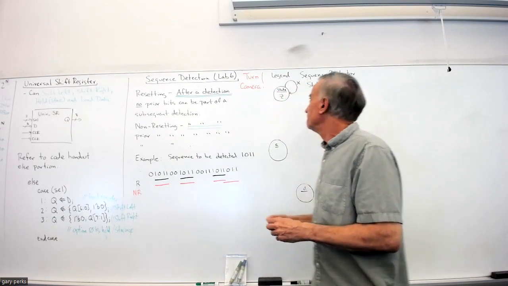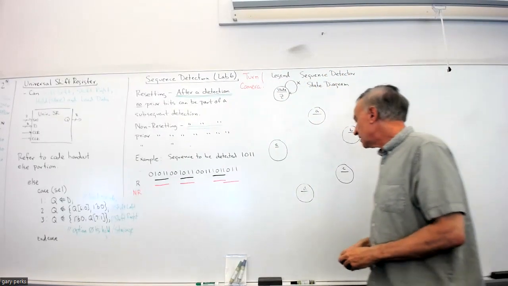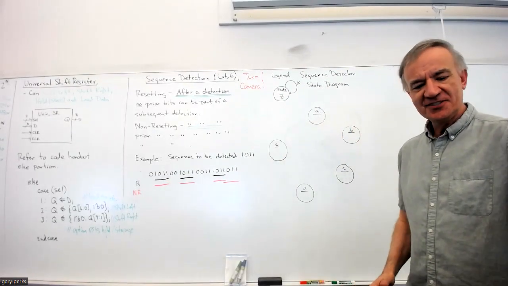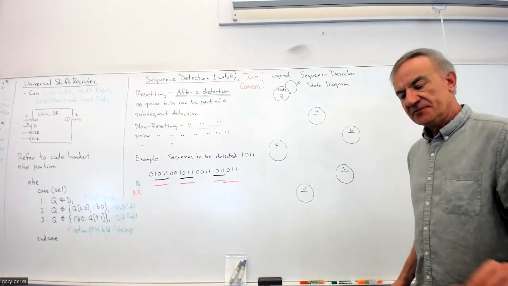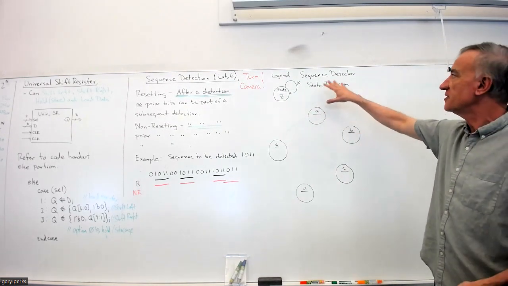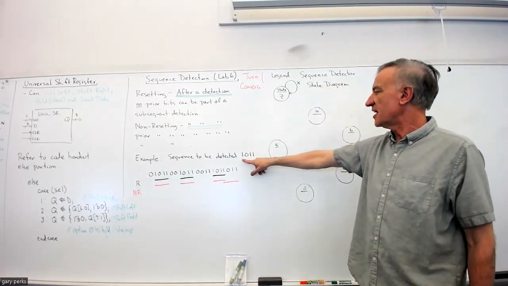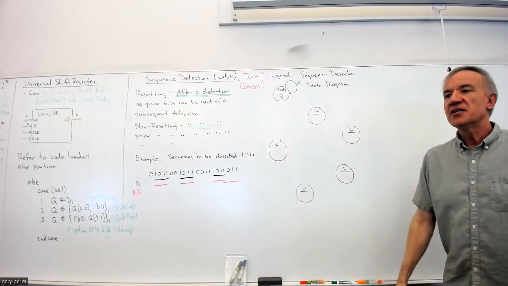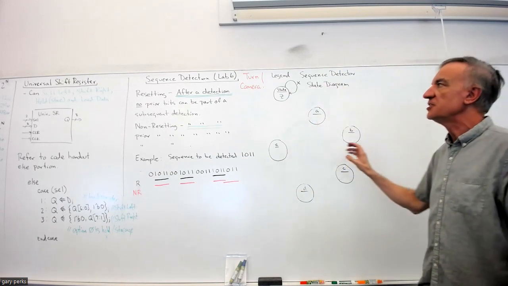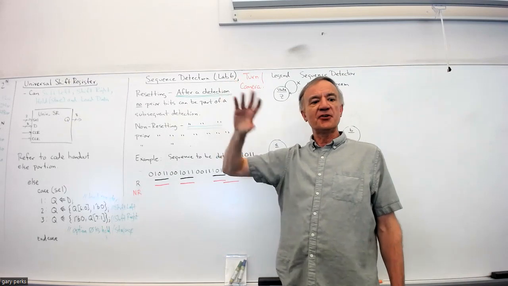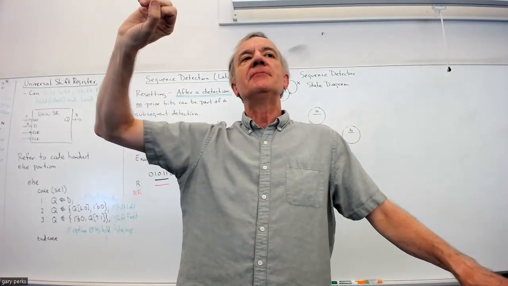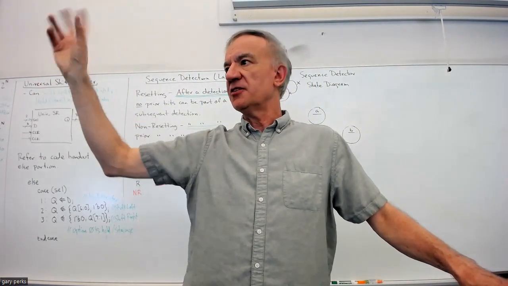All right, so the next thing we're going to do is come up with a state diagram for a sequence detector to detect this 1, 0, 1, 1. In fact, this is the first thing you'll need to do for lab 6: come up with a state diagram or diagrams for the sequence that we want to detect.